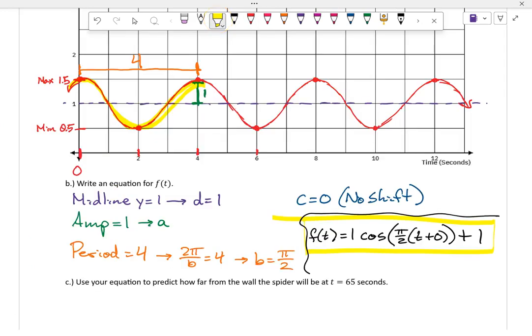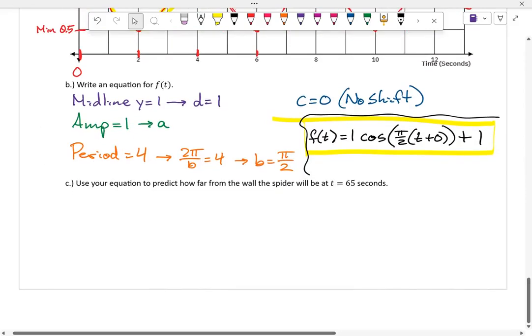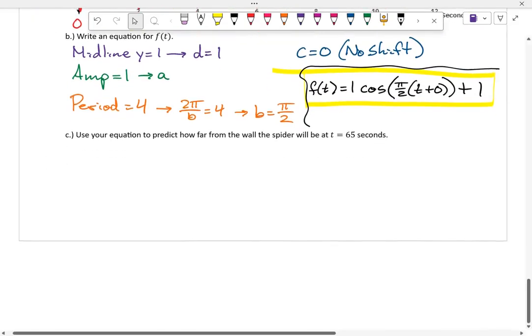All right, let's go ahead and check our equations. So which one did you guys pick, sine or cosine? Why? Starting at our max, it makes most sense, right? They didn't specify, so I went with cosine as well. I got 1 cosine pi over 2, t plus 0, then plus 1. Does that make sense? Did we get that, guys? All right, one last thing. How would we use our equation to predict where we'll be at t equals 65? We do what? Replace t with 65, right? Yes.